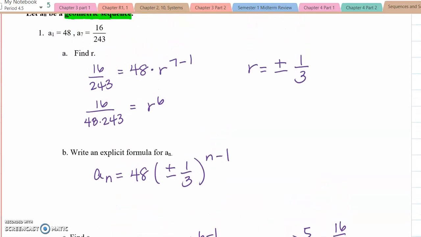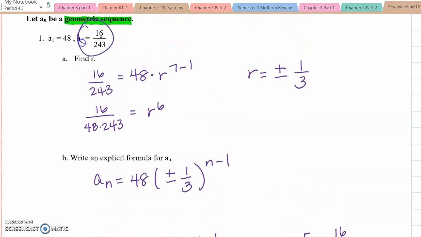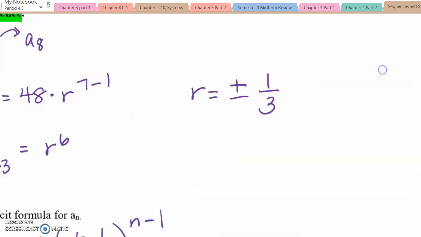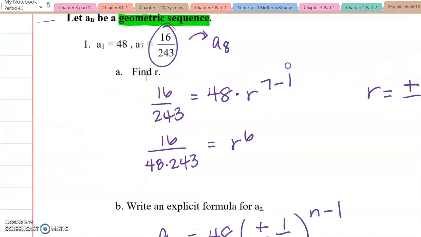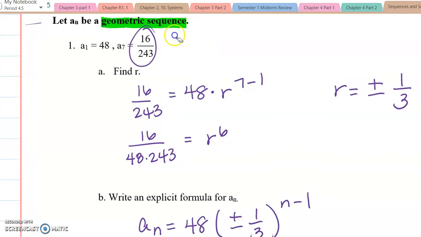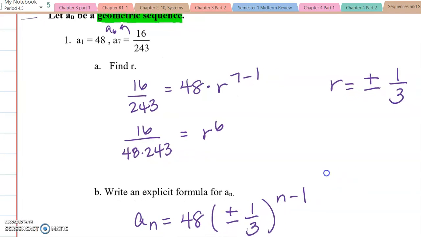The other way that you could do it is knowing that you had a sub 7. In the forward direction, your common ratio, like if you were to go to get a sub 8, you would have to multiply 16 over 243 by 1/3. So therefore, in the backwards direction, to get a sub 6, you would divide by 1/3, or plus or minus 1/3, which is the same thing as multiplying by positive or negative 3. So I think you can think about it in two different ways.